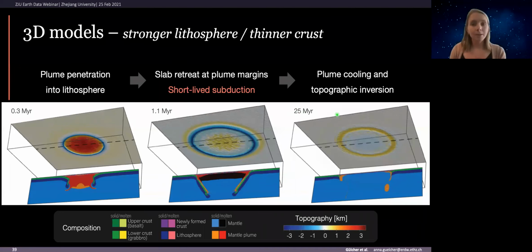And similar to the previous model, after a long time, the plume has cooled down and the surface topography is completely inverted into the opposite in terms of topography, with an outer rim surrounding an interior light depression.